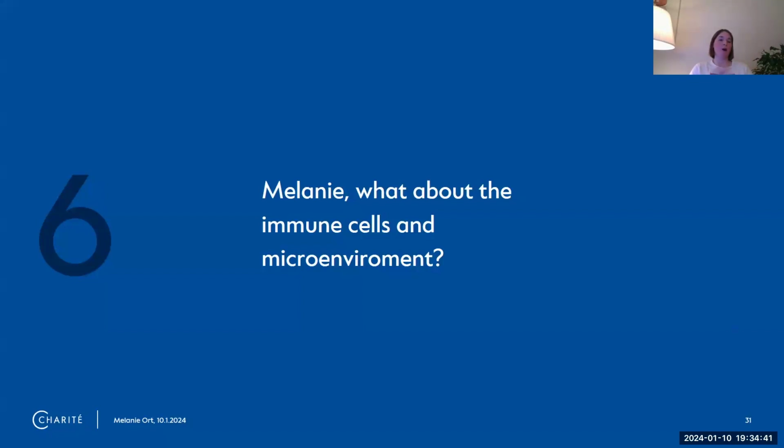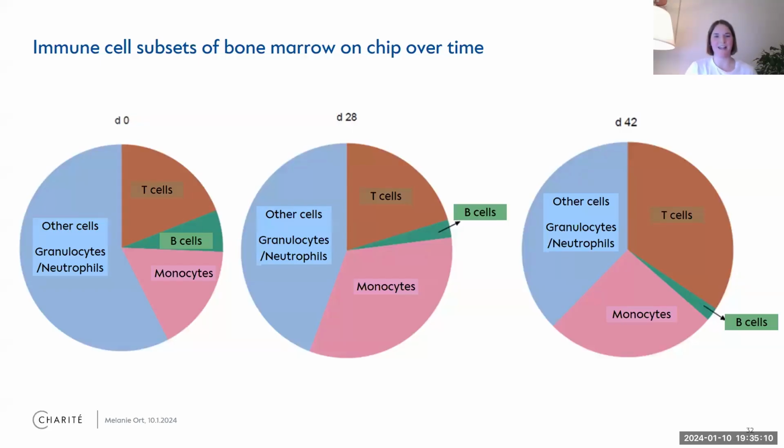So I promised you immune cells and microenvironment. This will be now moving towards the end. It is actually really hard. Immune cells are really tricky to culture all together. We have seen studies where you have a lot of T cells, or maybe where you can maintain B cells, but having the whole picture of bone marrow is actually pretty hard. So I'm just showing you one attempt of maintaining that.